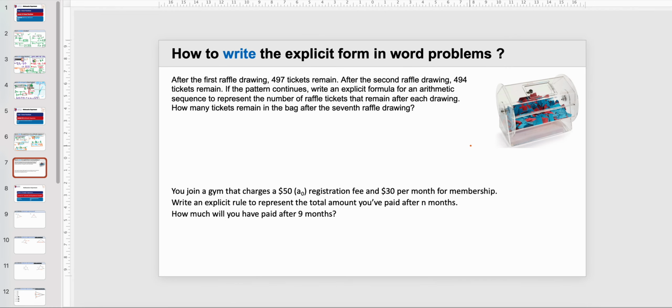Writing the explicit form given a word problem. Let's see here. After the first raffle drawing, 497 tickets remain. So they told you that it's the first, so that's a1. So a1 is basically 497. Okay, after the second, that's a2. Raffle drawing 494, so a2 is 494. And then they said if the pattern continues, write an explicit formula.